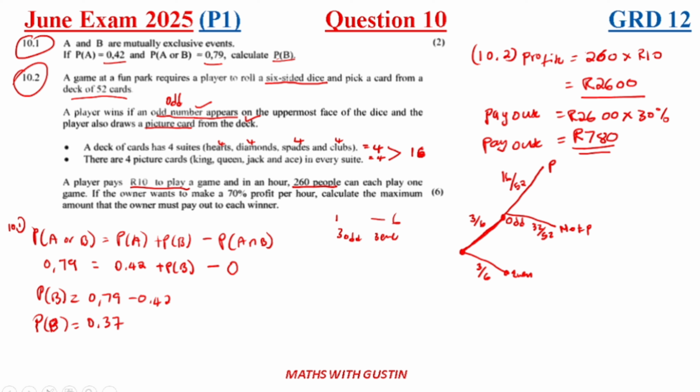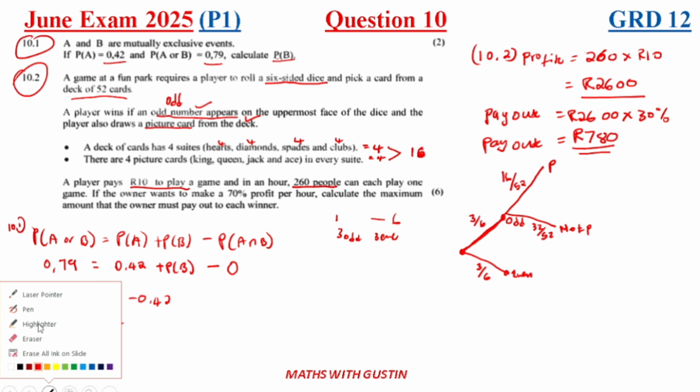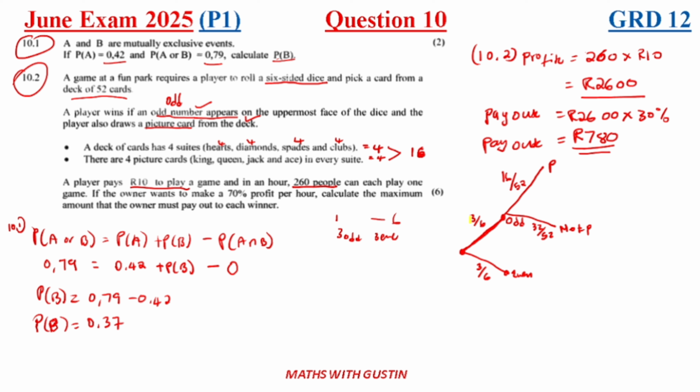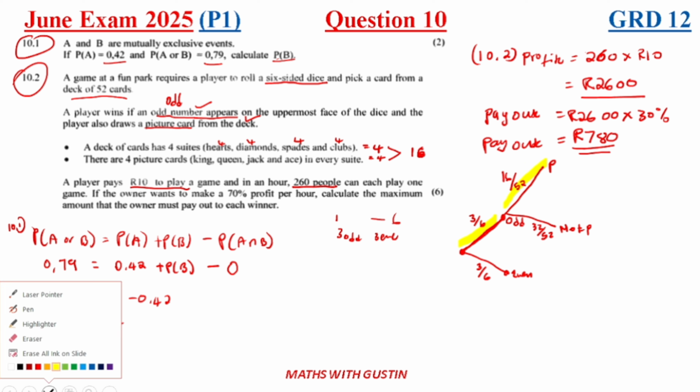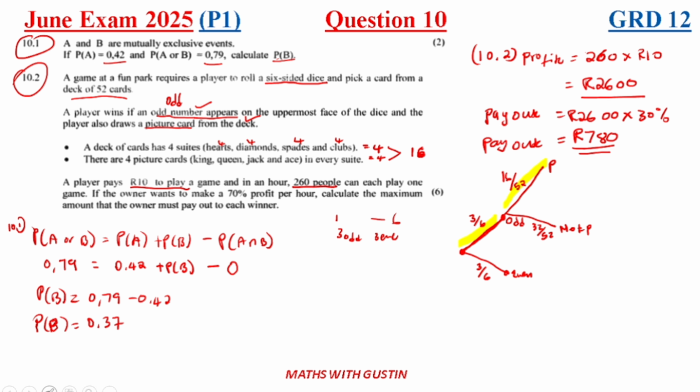I think we should be fine here, because of what we are looking for. It says here, for the person to win, they must what? Draw an odd number, and then also get a picture card. So this one will give you a win. I hope you guys are following. A win in this case is given by an odd number, then a picture card. If you want to win, you must get an odd number and therefore a picture card.